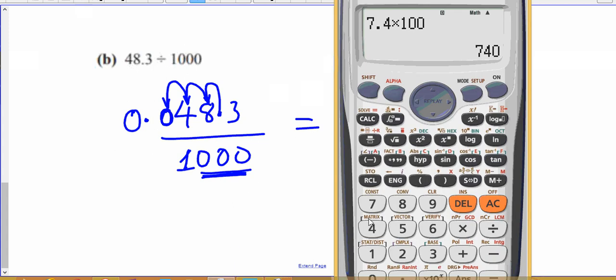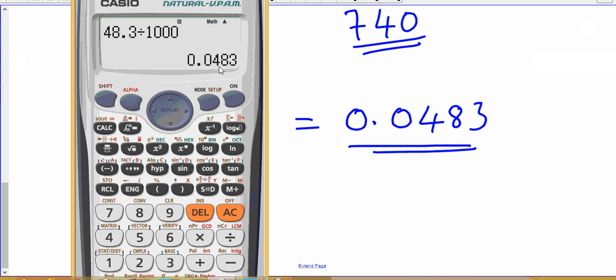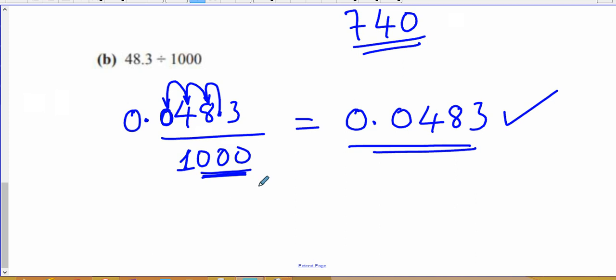Okay, let us use the calculator. 48.3 divided by 1,000. Okay, you see that? 0.0, let me check. 0.0, we got 0.0483. Correct.